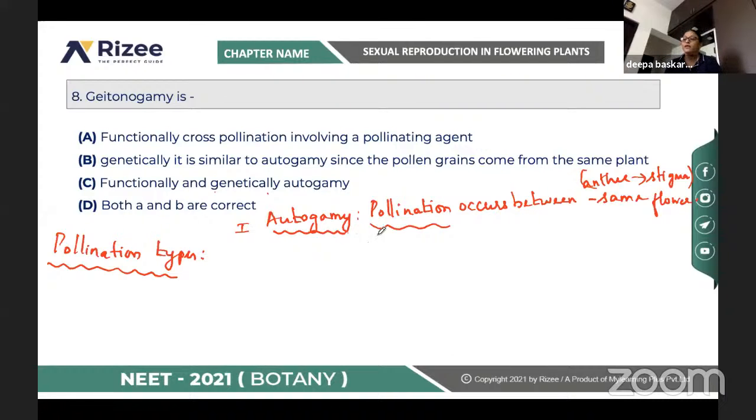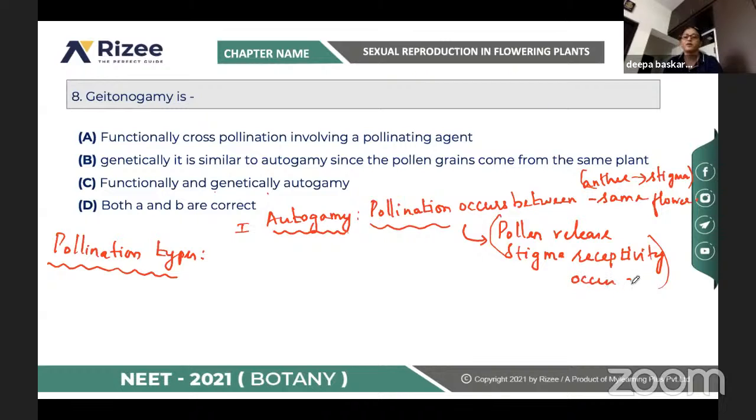And again, here at the same time it should happen. Synchronization is a must. That is pollen release and stigma receptivity, we can say. Okay, both should synchronize and occur at the same time so that pollination is possible. Clear? And again, in this there are two types, that is chasmogamy.